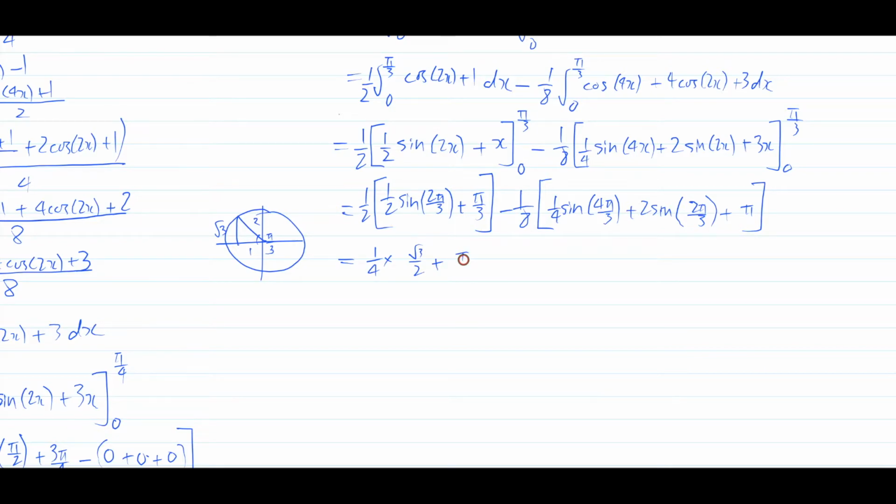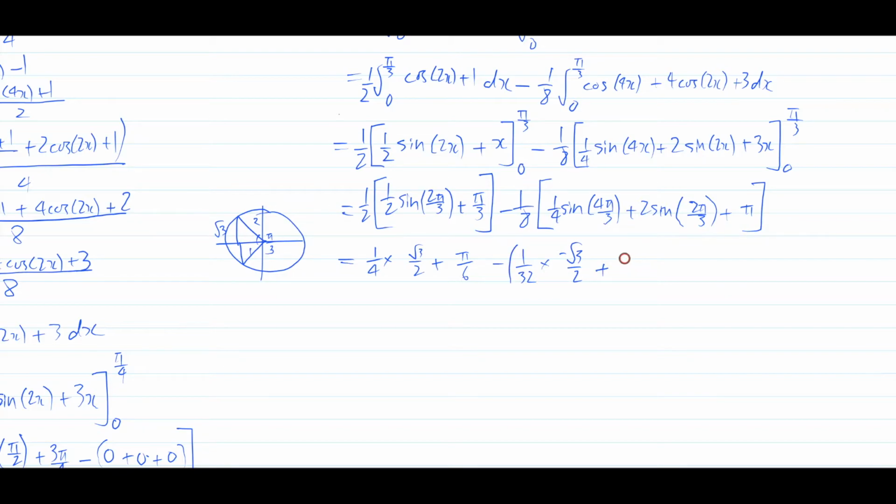There we go. Half times pi on 3, that's pi on 6. Minus 1 on 8, 1 on 32 actually. So 1 on 8 times 1 on 4 is 1 on 32, times sine 4 pi on 3, so it's in the third quadrant instead. Same number, root 3 on 2, but this time you have a negative. And then plus 1 on 8 times, oh, that's actually a minus. And yes, I should put a bracket actually.